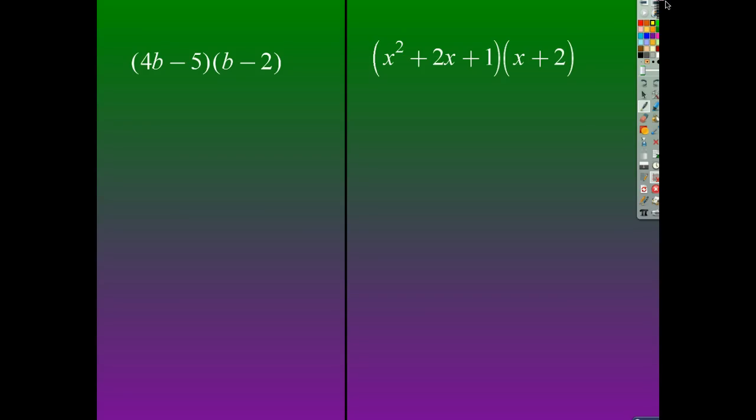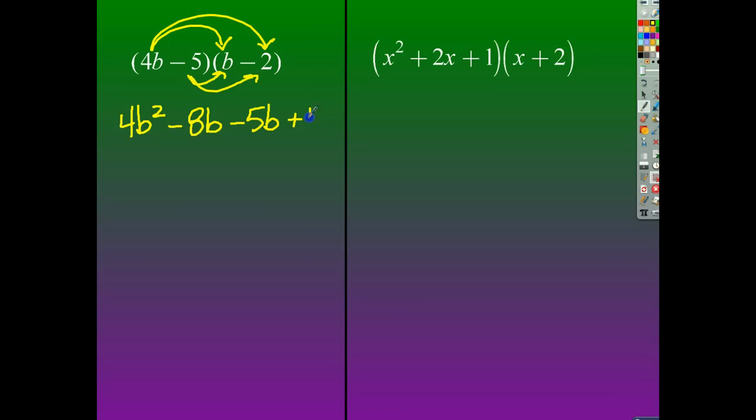Okay, well hopefully you had a chance to do this, and hopefully you came up with 4b squared, because I'm going to do 4 times this, 4b there, and 4b times negative 2, so that's going to be negative 8b. And then negative 5 times b, negative 5b, and then negative 5 times negative 2, which is positive 10. And you're going to end up with 4b squared minus 13b plus 10.